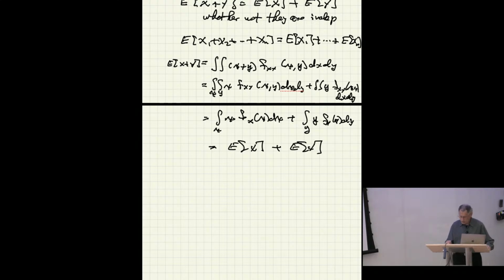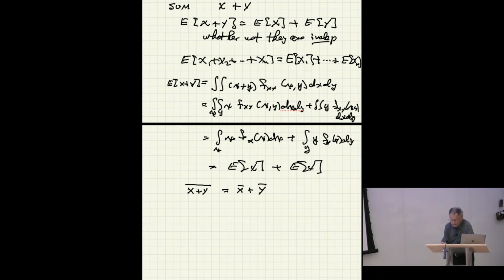Okay. So another way to write that is you have a random variable x plus y, and you want the average of that. That's equal to the sum of the averages of each. That's another way to write it. That's important, whether or not they're independent. I did not need independence to go from here to here.